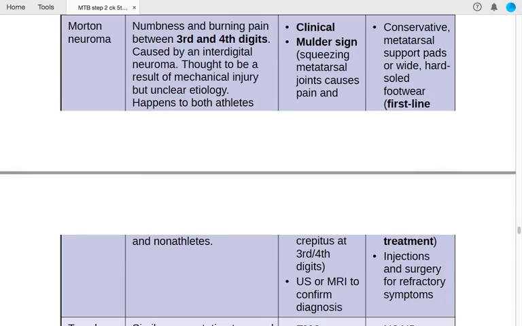We have to use MRI or ultrasound to confirm the diagnosis, right? So the main diagnostic testing for this is clinical, on the basis of clinical examination and on the basis of Mulder sign. Mulder sign is very important because we will see this particular sign when we ask the patient to squeeze the metatarsal joint, which of course exhibits pain and crepitus in the third and fourth toes. That is very peculiar for Morton neuroma.